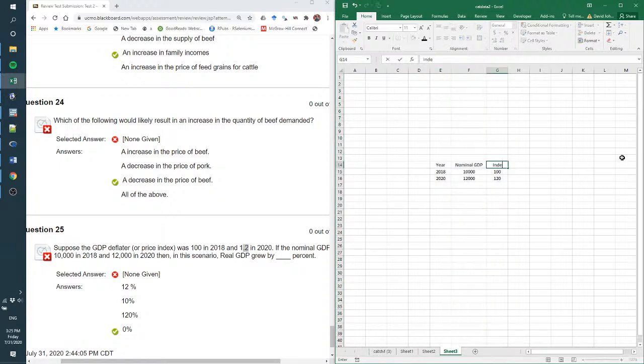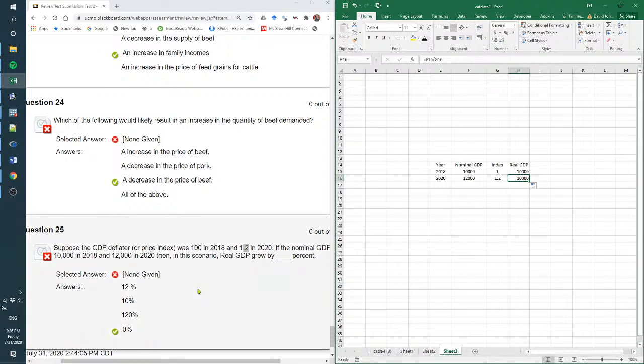All right, so this is the index. And then all we have to do, so this would actually be 1, and this would be 1.2. And so our real GDP would be that divided by that. And then we can do the same thing for our real GDP in 2020. We just divide it by the price index, and then we get 1,000, or 10,000 technically, and we can see that these two numbers are the same, so real GDP did not grow. It's actually the same, so it'd be a 0% increase.